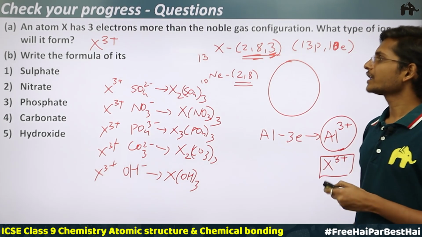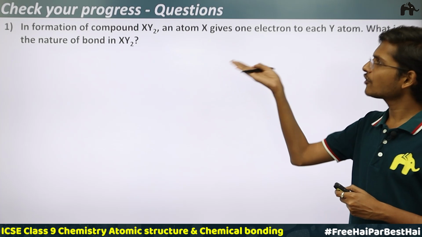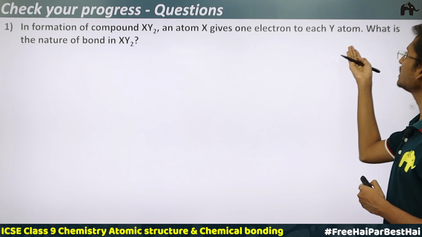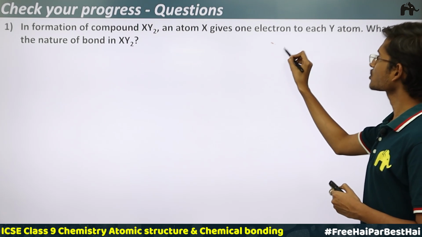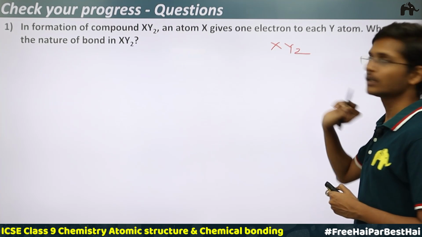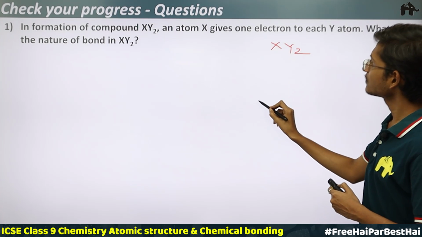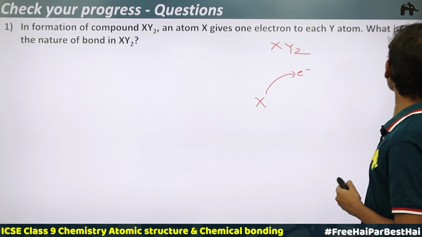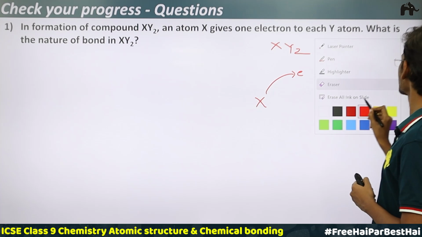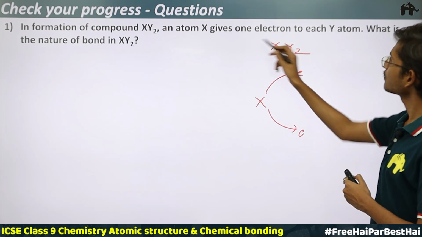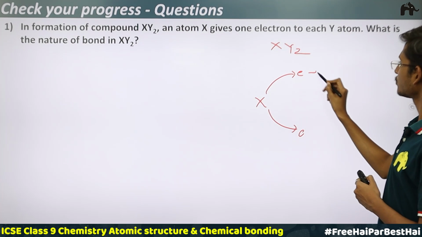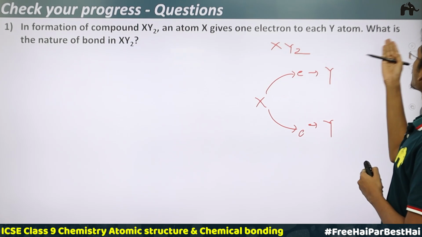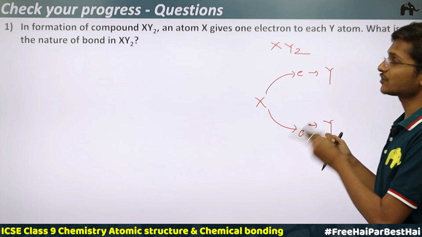Now moving ahead to the next one. In the formation of compound XY2, an atom X gives 1 electron to each Y atom. What they're saying is, in formation of XY2, an atom X gives 1 electron to each Y. What is the nature of the bond in XY2?